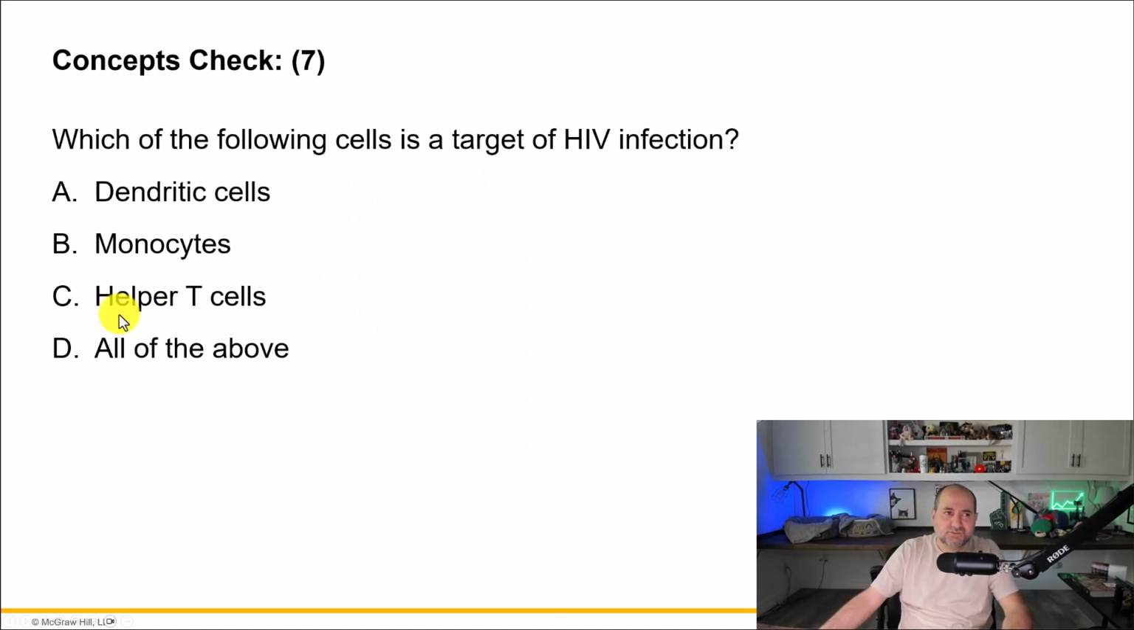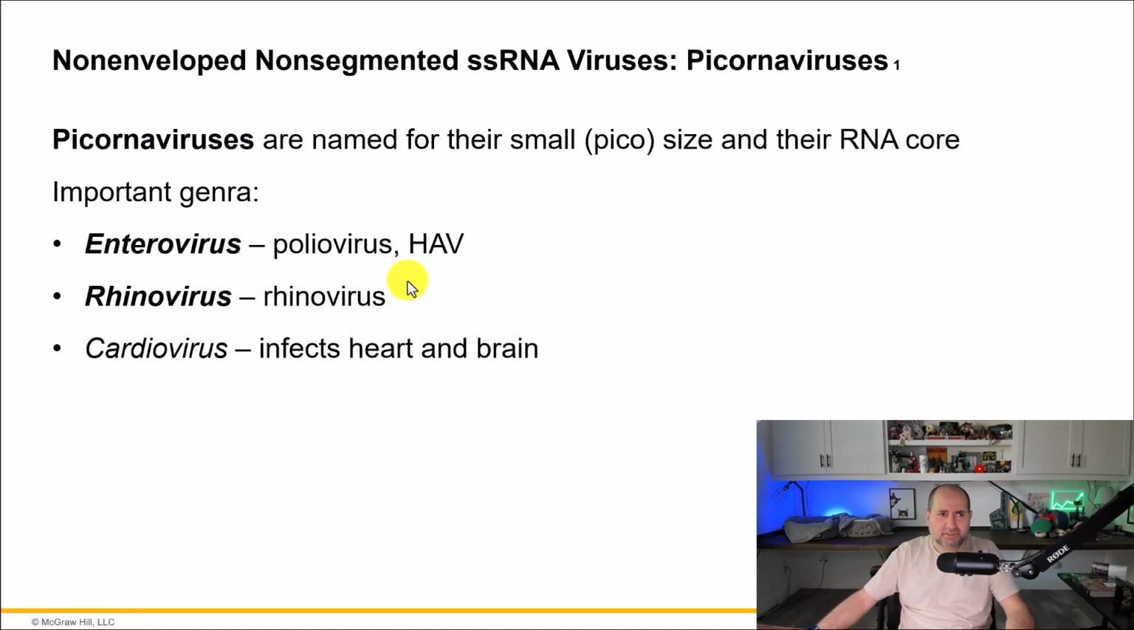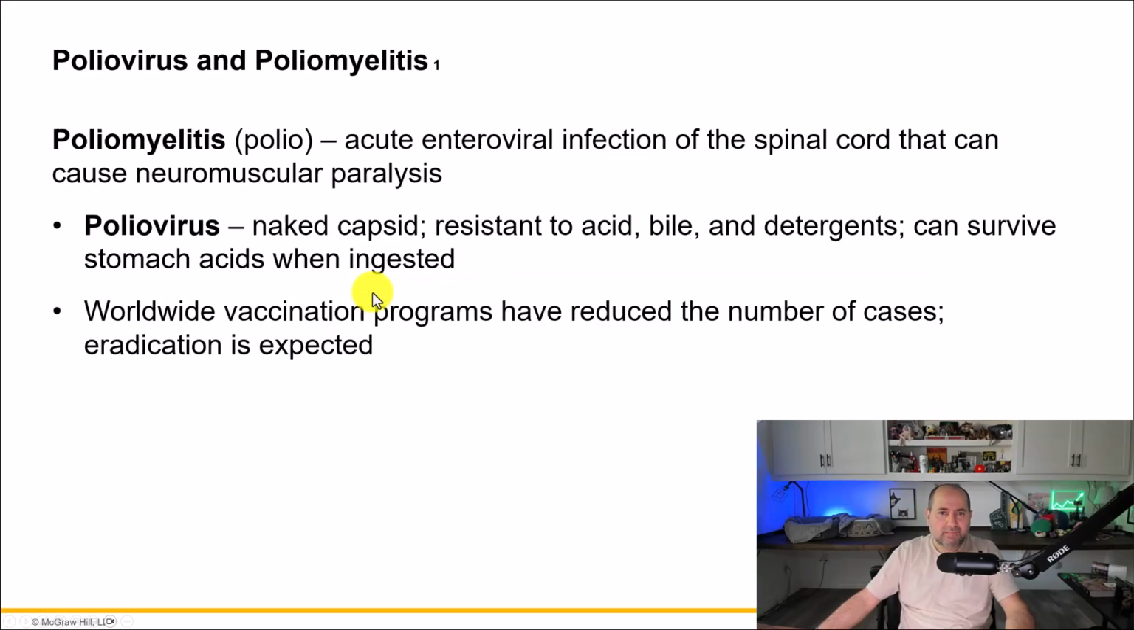All right, and that leads to concept check number 7. Which of the following cells is a target of HIV infection? And remember, we just discussed all of these: dendritic cells, monocytes, macrophages, helper T cells, all of these. But it's those helper T cells that get destroyed in the process. Next, we talked about the picornaviruses, and we mainly focused on the poliovirus and rhinovirus. So let's talk about those.